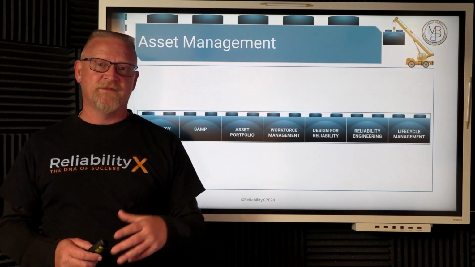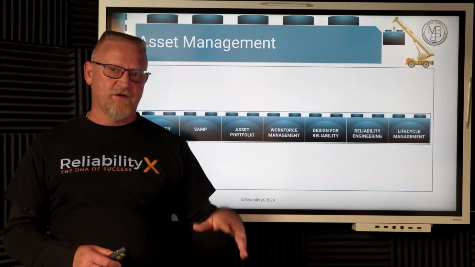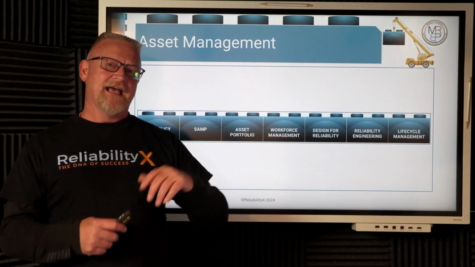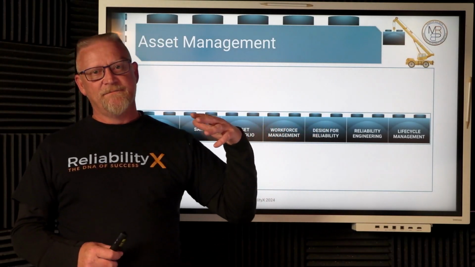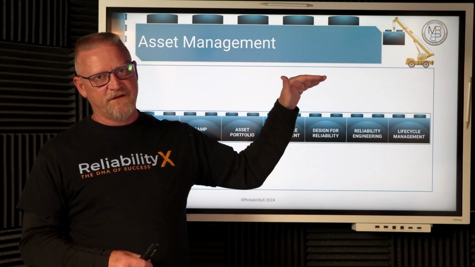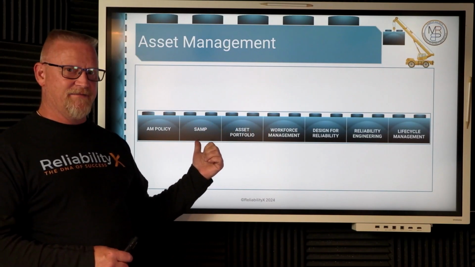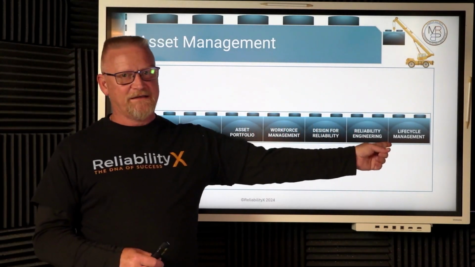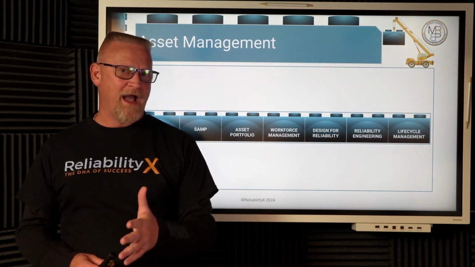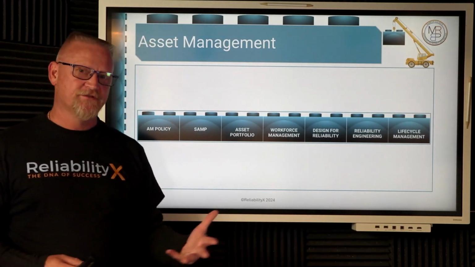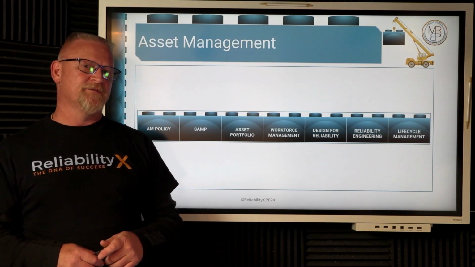Life cycle management looks at total cost of ownership, asset replacement, as well as how business objectives translated down to an asset management strategy affect how we manage an asset throughout its life cycle. And so these are the building blocks for our asset management domain.